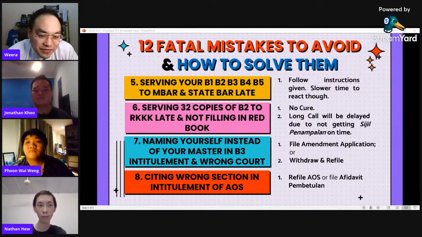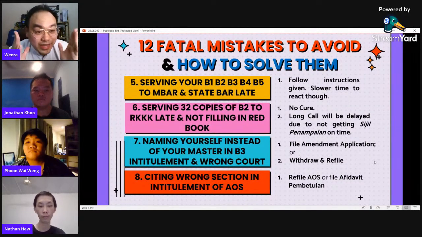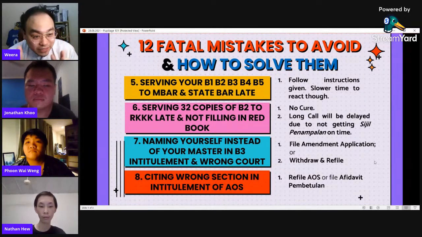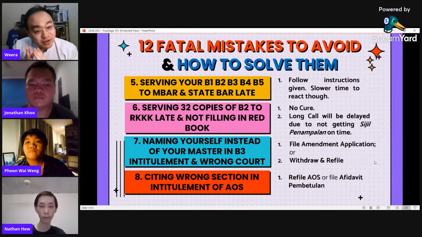And I believe number 8 is very simple, citing wrong section in entitlement of AOS. For your long call or for your petition, chambering petition to get called to the bar, it is under section 10 and section 15. Okay, for your short call, it will be, I believe, under section 36A or section 36B. So when you are drafting an affidavit of service, you must follow the correct entitlement. If it's an AOS, affidavit of service for Borang 1, you follow exactly the entitlement of Borang 1. Okay, for Borang 3, 4, and 5, you must follow the entitlement of Borang 3, 4, and 5.